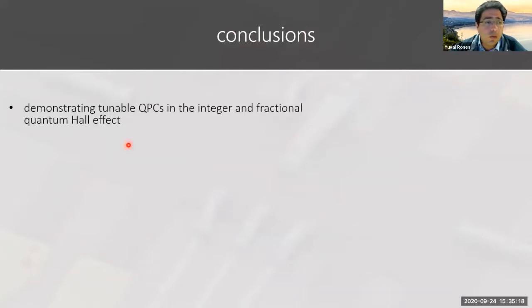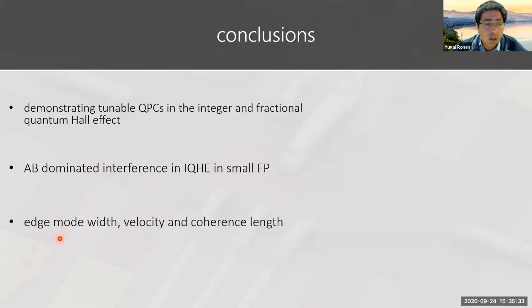Okay, so the conclusion: I demonstrated a tunable QPC in the integer and the fractional quantum Hall effect. We saw AB-dominated interference in the integer quantum Hall effect in small Fabry-Perot, measured edge mode width, velocity, and coherence length, and compared gate versus edge coherence length.